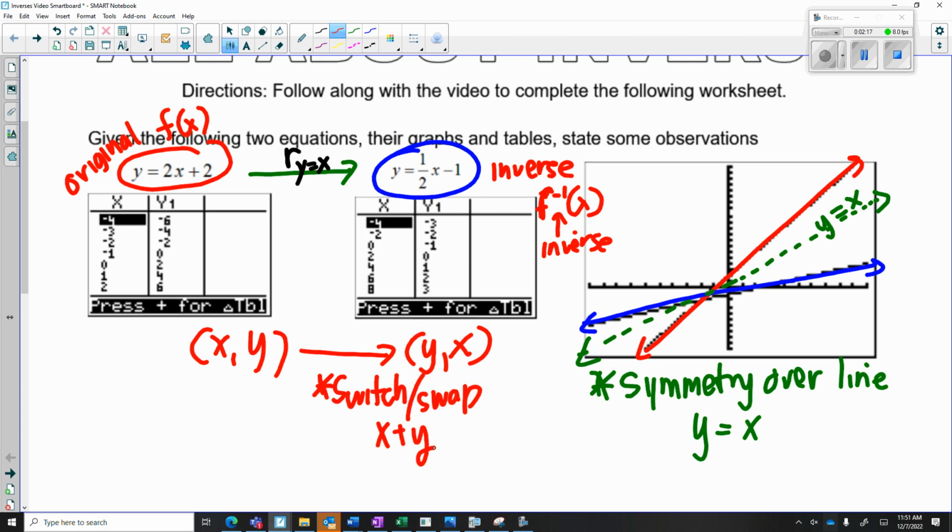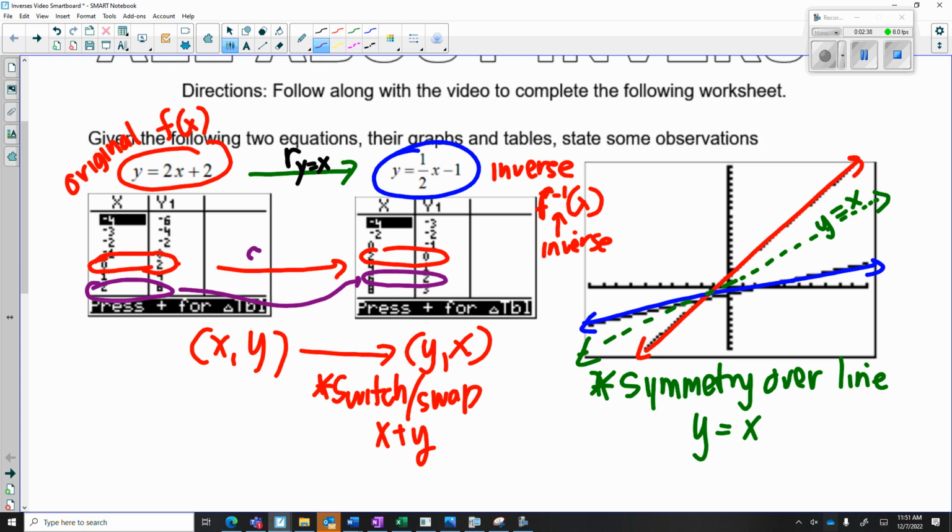So let me show you an example. Let's say you have 0, 2 on the original. When you switch 0, 2, it's going to become 2, 0. Now let's do another one. 2, 6. When you switch 2, 6, it becomes 6, 2, etc.